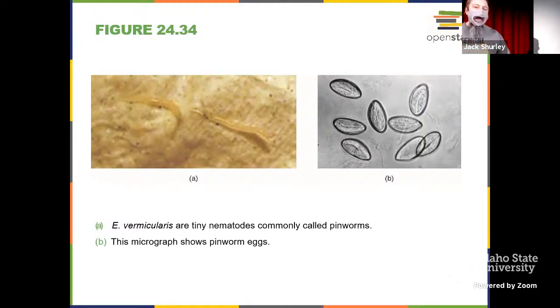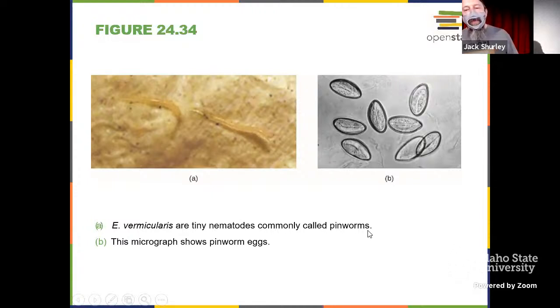This next one, Enterobius vermicularis. This is called the pinworm. Sometimes they call it the seat worm. This is a common parasitic infection. I think we showed this guy before. Maybe, I feel like we've talked about pinworms.